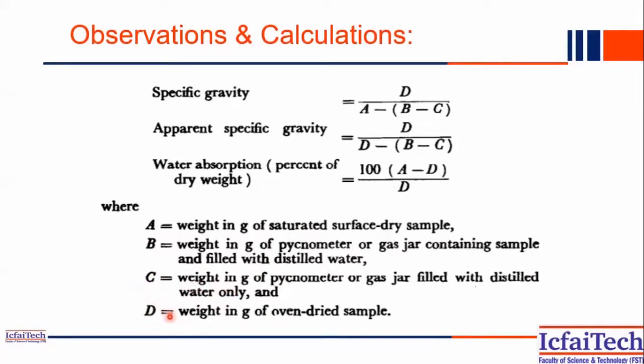And then we have the D. D is the weight of oven dry sample. So we'll keep our sample 24 hours in the oven, and once it comes out, then we'll find out what is the D. So basically these four quantities we have to find out in the experiment, and at the end we'll find out the specific gravity, apparent specific gravity, and water absorption, these quantities, using this simple formula.